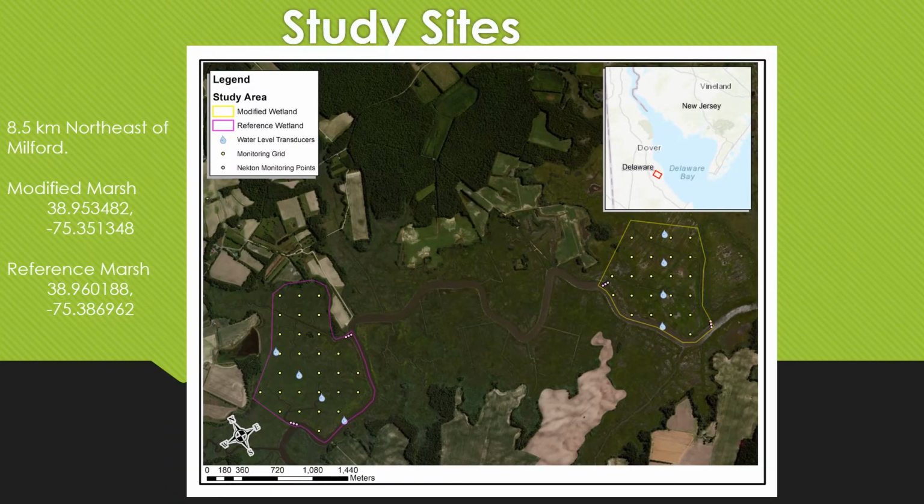Our study sites are located 8.5 kilometers northeast of Milford, Delaware. Within this extensive marsh complex, we've established two study sites. In yellow is our modified marsh that was ditched in 1935, and our reference marsh, outlined in purple, has not been modified through ditching. Care was taken while selecting our reference marsh to make sure it was similar in size, geomorphology, tidal range, landscape position, and adjacent land use to our modified marsh.